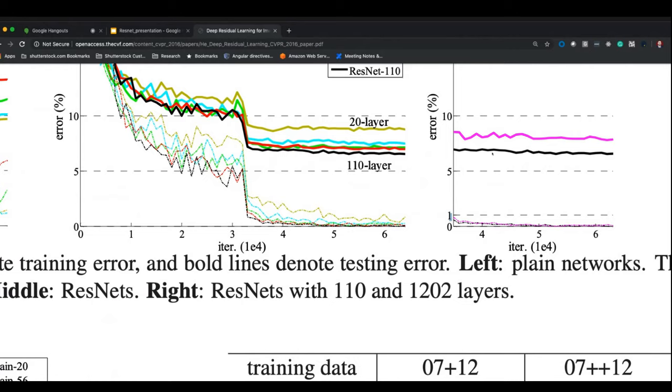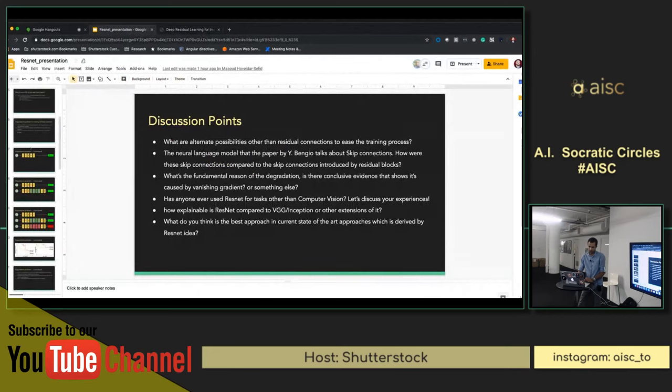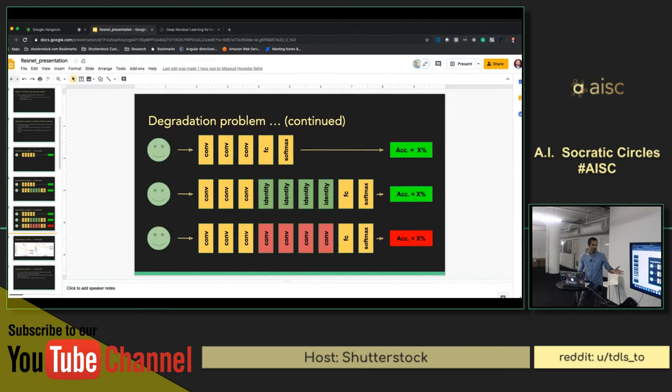Alice again: can they use plain layers for the first 18 layers and add skip connections for the higher layers? It's an interesting point. When they mention that a plain 18-layer network is as good as an 18-layer ResNet, basically, let's say you have these 18 layers already trained on your network, and then after that you add more layers.